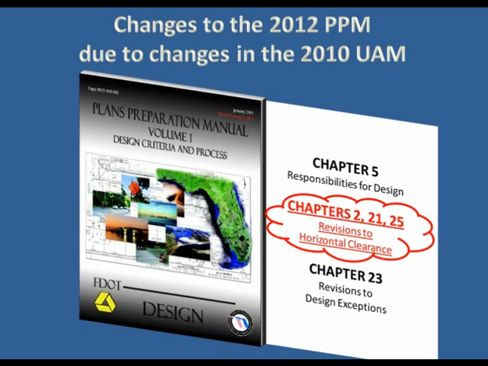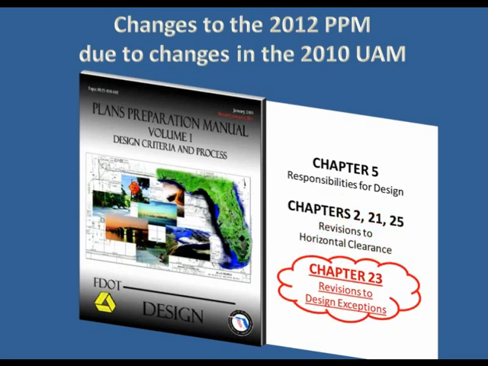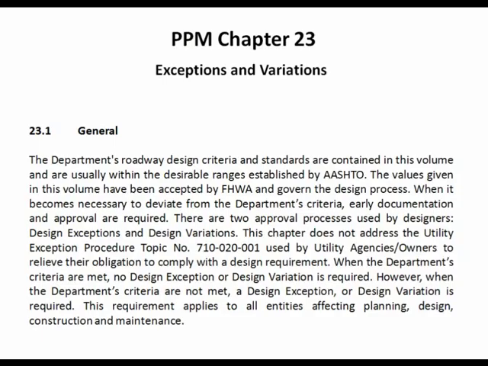Now let's go into the exception process. The main difference in Chapter 23 for exceptions and variations, which are for design exceptions when you're looking at design alternatives, is that we say there are two approval processes used by designers: the exception process and the variation process.